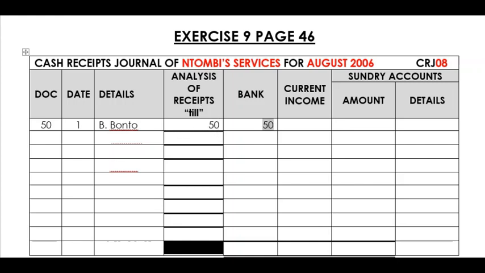Put the money in the bank. And then remember, you still need to specify what we received the money for. In this case, it was for babysitting. So babysitting counts as a service and it will go to the current income column.